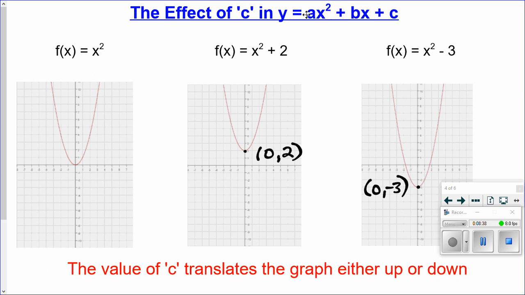A determines whether it faces up or down, whether it opens up or opens down. Positive, it opens up. Negative, it opens down. And the absolute value of A determines the width of the parabola.